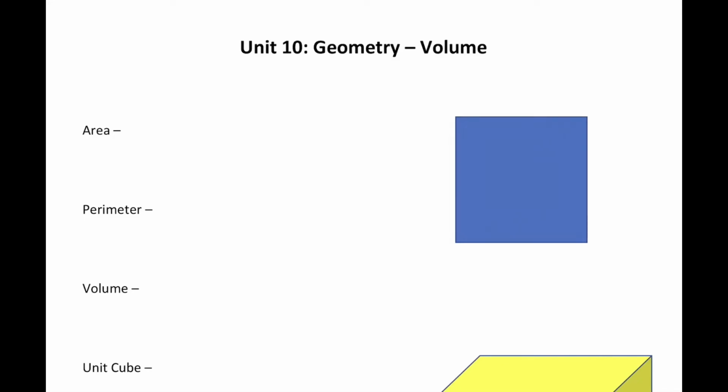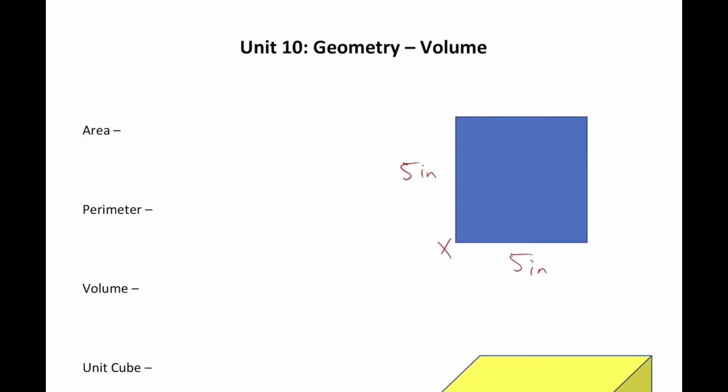Continuing now in our geometry unit, I want to talk about volume this week. And before we do that, I want to review what we talked about last week with regards to area and perimeter. Here I have a square, and the area of my square can be found by taking my side lengths, 5 inches by 5 inches, and then multiplying those together.